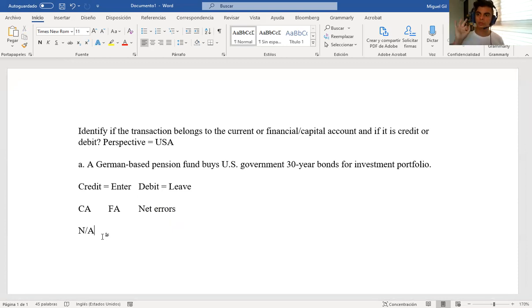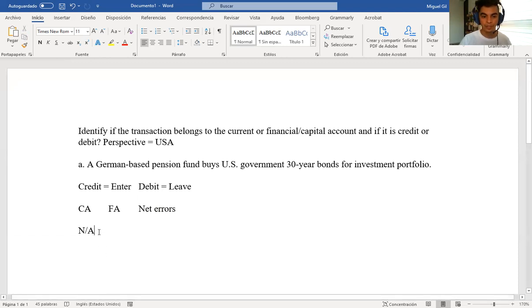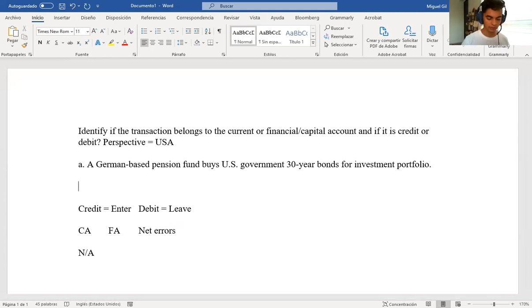And I will give you three tips that will help you to solve these questions. Okay, I will write the three tips here. Or more than tips, these are questions that you need to answer, and depending on the answer, that is what you will write when I ask you. Okay, so question number 1: is there a transaction of money between countries?